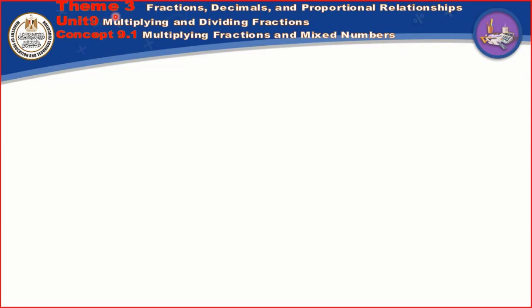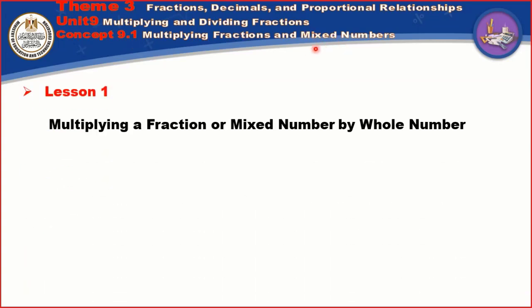Unit 9, theme 3. Fractions, decimal, and proportion relationship. Unit 9 talks about multiplying and dividing a fraction. In Unit 7 and Unit 8 we dealt with addition and subtraction of fractions and mixed numbers. Today we will take concept 9.1, multiplying a fraction and a mixed number. Okay, let's start with the lessons.